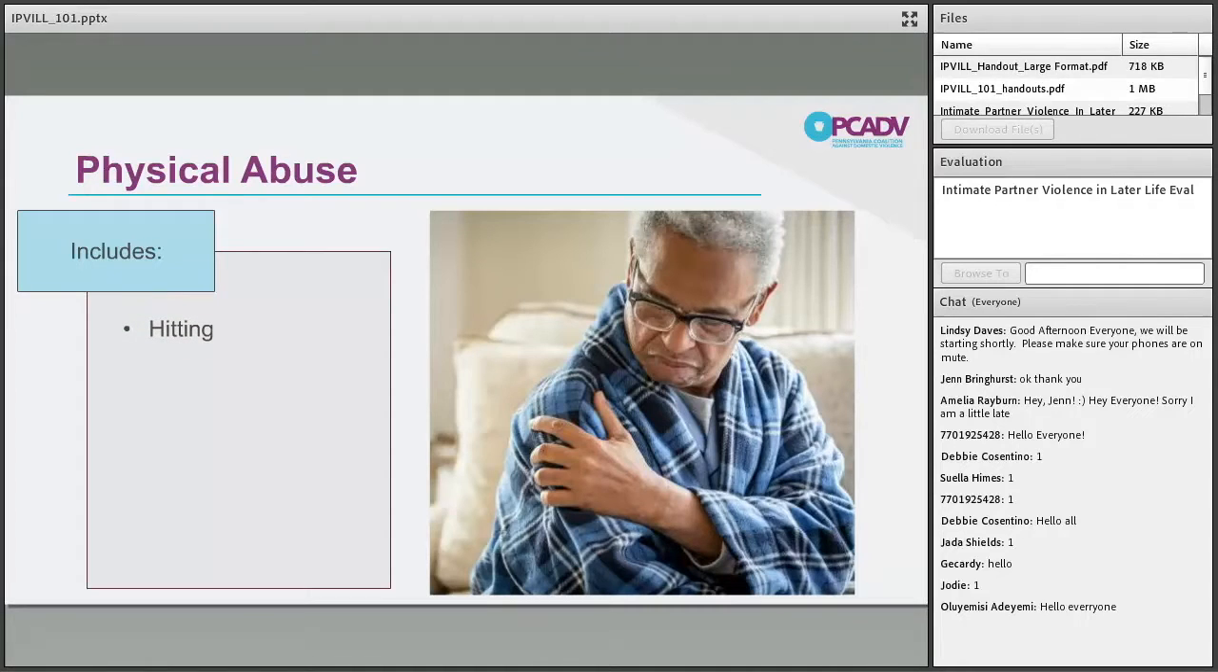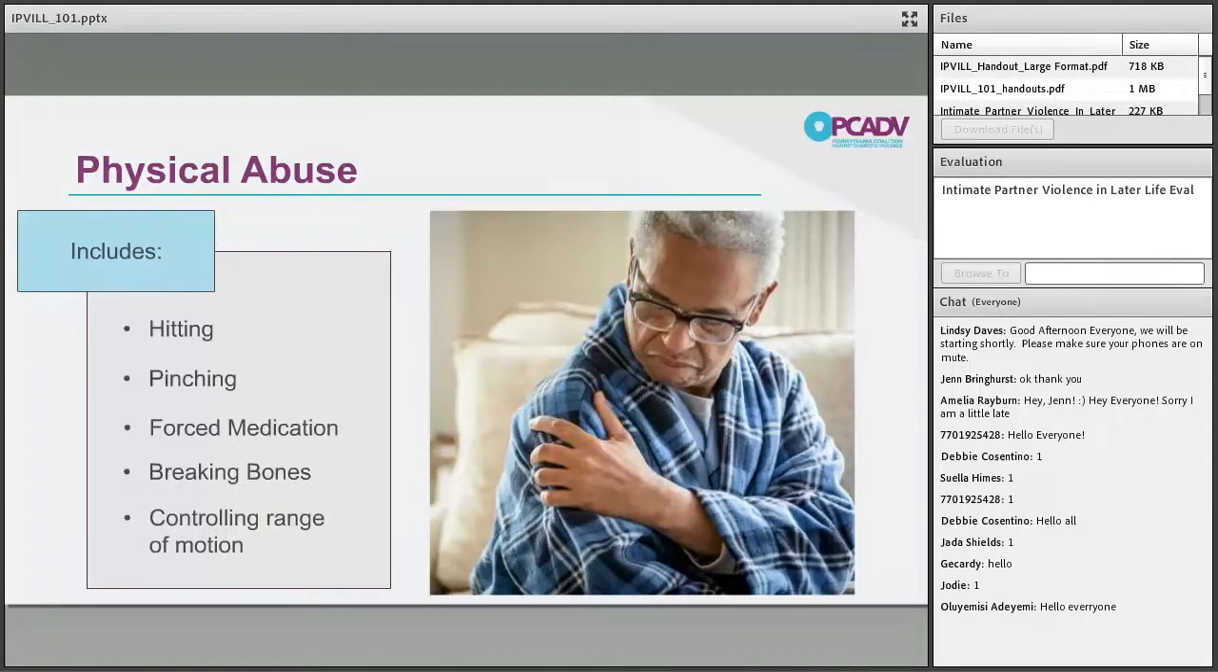Physical abuse can consist of hitting, pinching, forced medication, breaking bones, and controlling the range of motion. Another tactic that can be used against older adults is throwing oranges at them. If you throw an orange at a body, it will not leave a bruise but can cause severe internal bleeding. So it's an untraceable act of abuse that can be used against any population, but in older adults it's common as well. And when we're talking about controlling range of motion, this is creating hazards or blocking access to doorways in order to control them from either getting in or out of a room. We just wanted to clarify what that meant too.